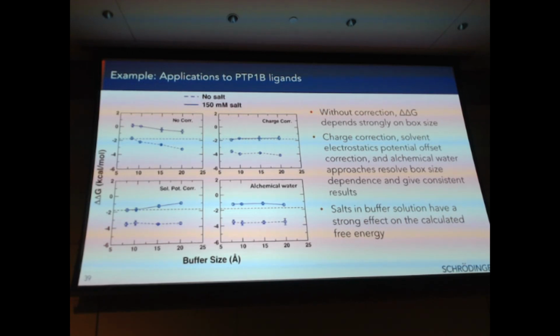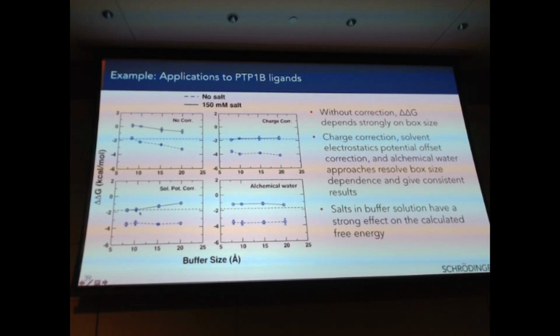By comparison, using all the other 3 methods, the box size dependency problem is largely removed. And also, the results from 3 methods are within the statistical error of each other. And the results with the additional salts agree well with experiment. Those are the solid line.